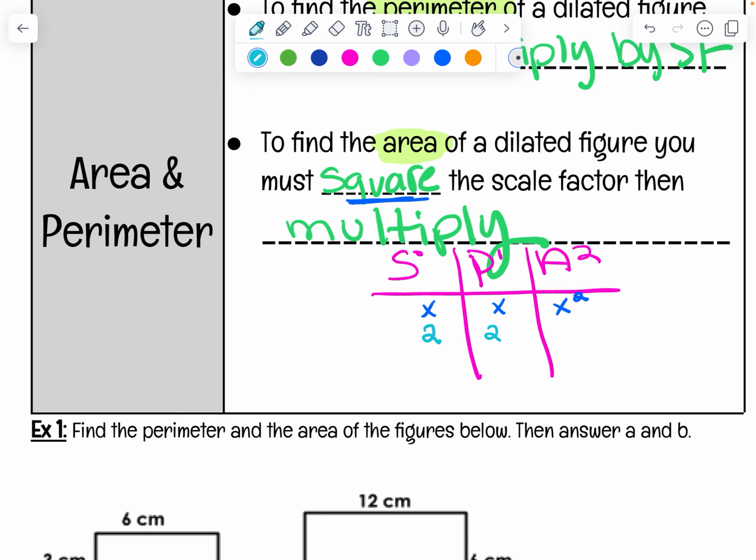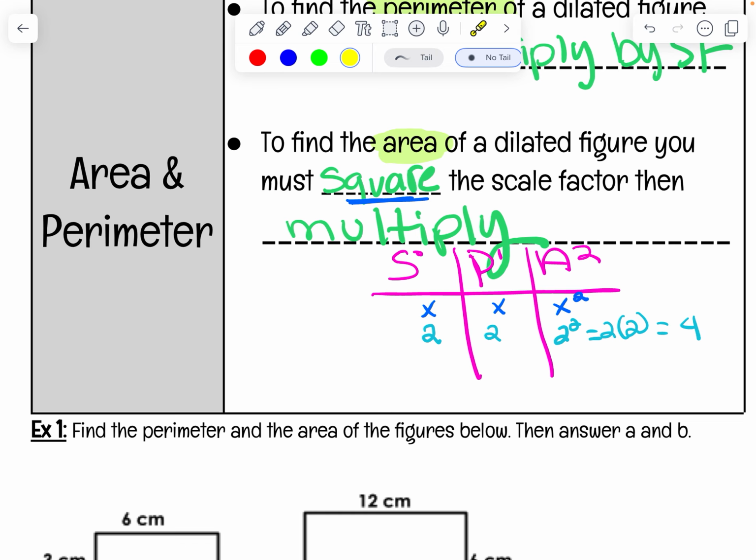Okay, now, but for the area, it will be 2 squared. I know that you guys get to use Desmos, but I'm going to go ahead and show you what that means. So that means 2 times 2. So that means your area scale factor will be 4. So again, I'm using this table to kind of help me know what it looks like. Again, if my scale factor is 2, the perimeter is also going to be multiplied by 2, but the area will be 2 squared, which is times 4.